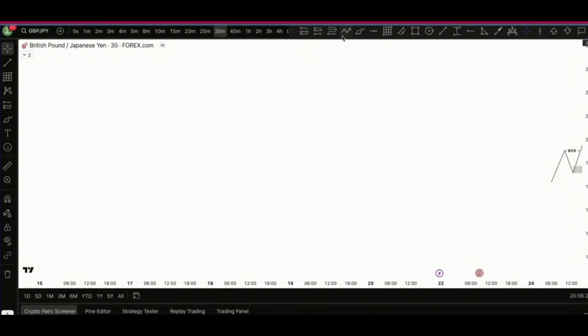Breaker block is a failed order block. That's the simple definition. So this is what we have. We expect price to come to this zone. This is the break of structure here, and this is an order block or a demand zone. When price was coming, we expect price to respect this order block and continue. But when price came here, what happened? Price broke it.